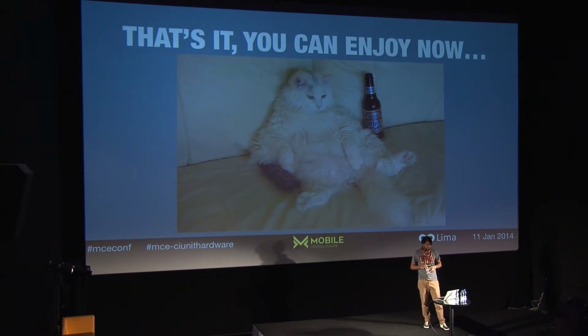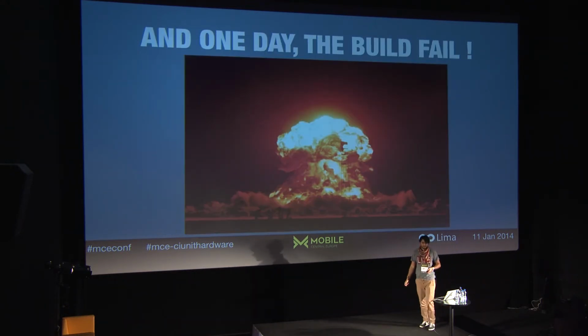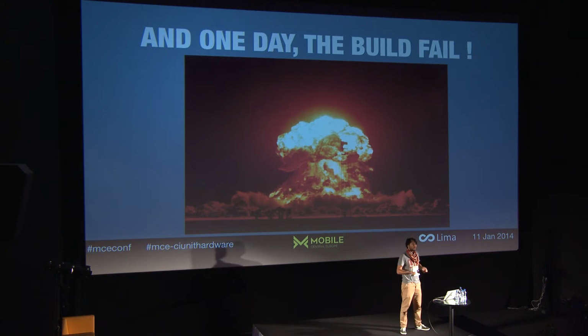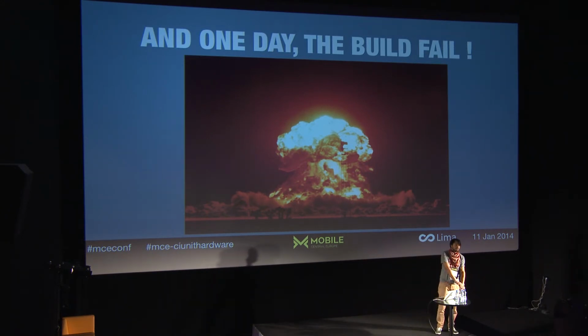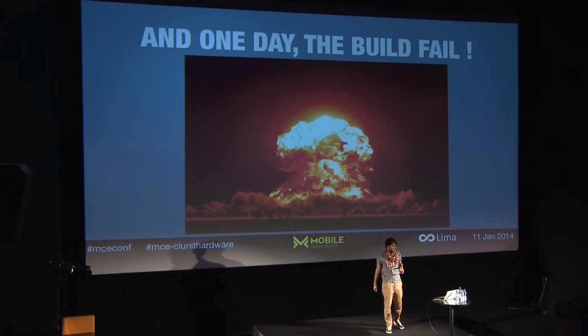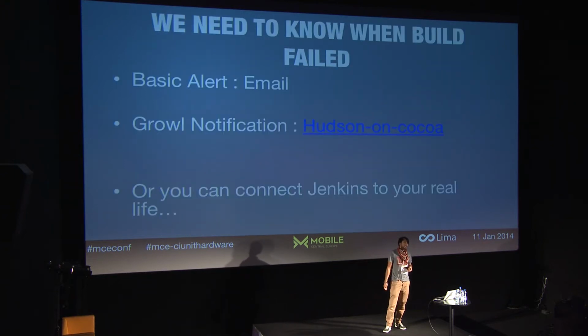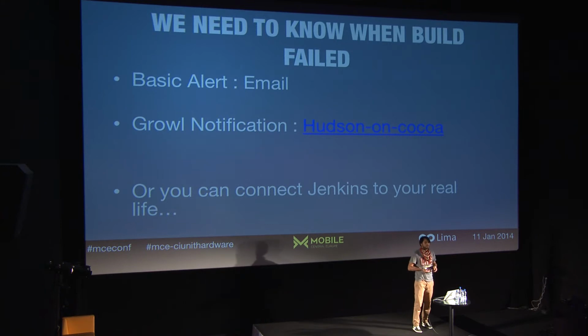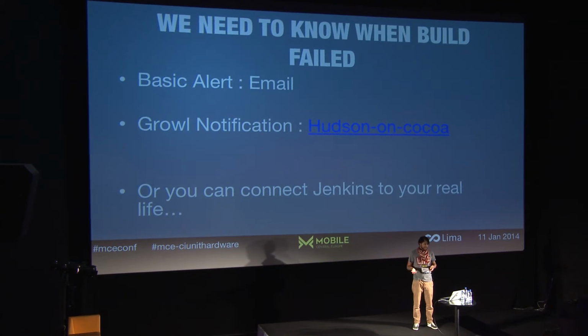But sometimes the build fails, and you need to know it. When your build fails, you need to get an alert because you need to know, oh, I broke the build, what did I do wrong, and fix the code and commit again. So to get alerted, there are several ways. The basic alert will be an email, so you just have to connect an SMTP server to your Jenkins. You will get an email each time you break the build.